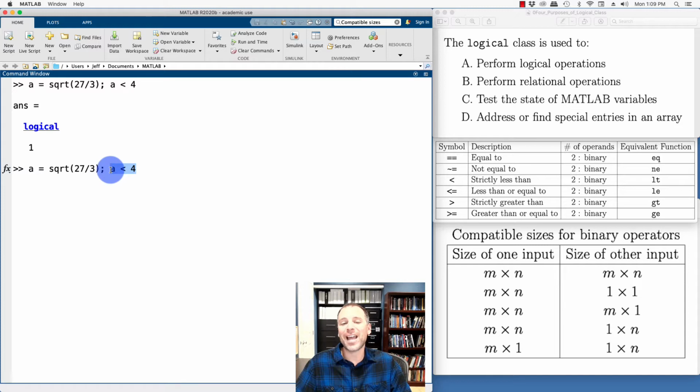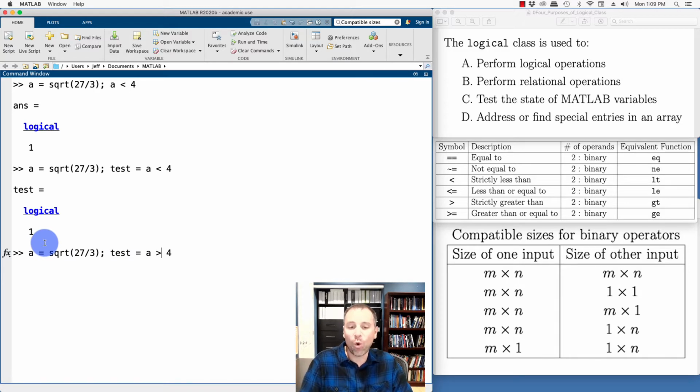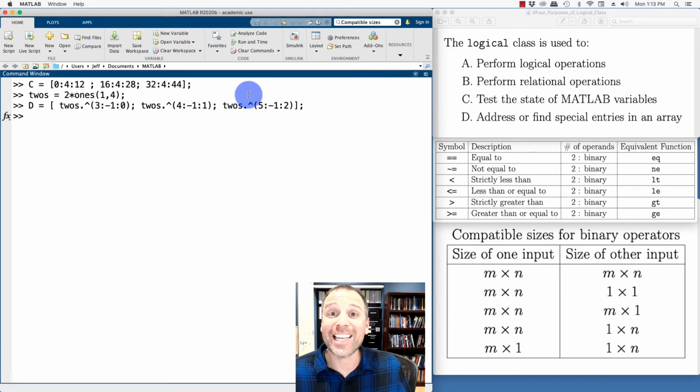Notice that this statement, a less than 4, is a logical scalar. Specifically, it's a 1-by-1 logical array that is either 1 or 0, whether it's true or false. So we can store that as a variable test, and then this is saying that the test ends up to be true in this case. If we switch the order of that particular inequality, it would be false. Let's take a look at yet a second example.